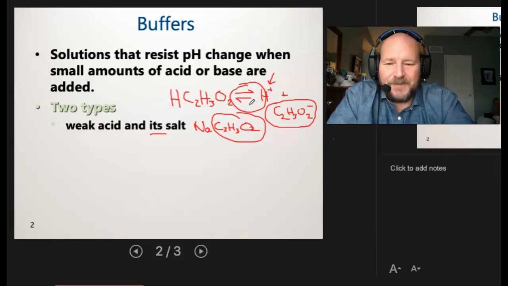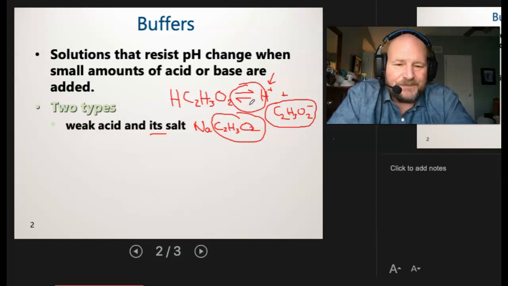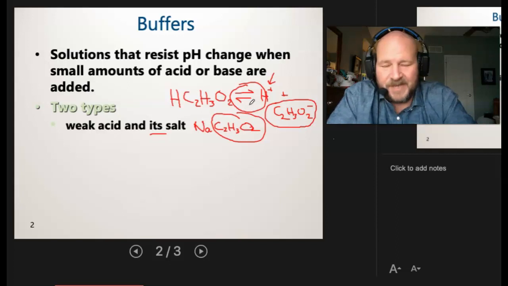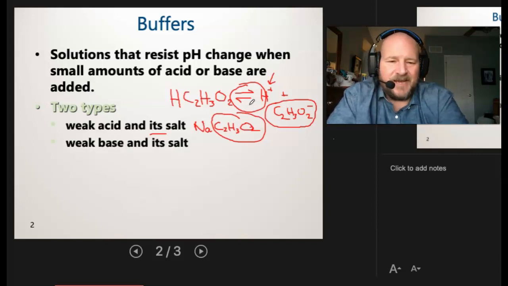Now, I also mentioned we could do this at any pH. So you might be thinking, would I still use a weak acid? And of course, no. If I want the pH to be set as a base, I can't use an acid to do that, which means I can play the same game with a weak base and its salt.